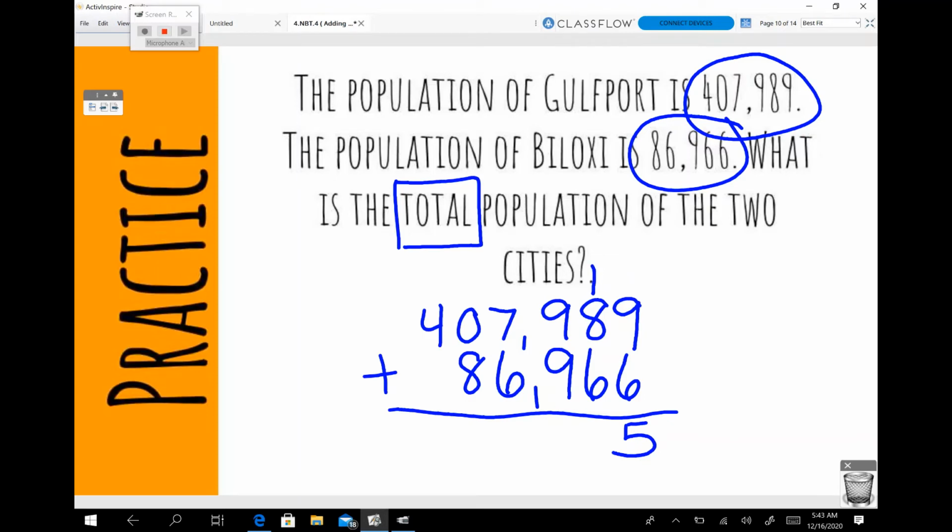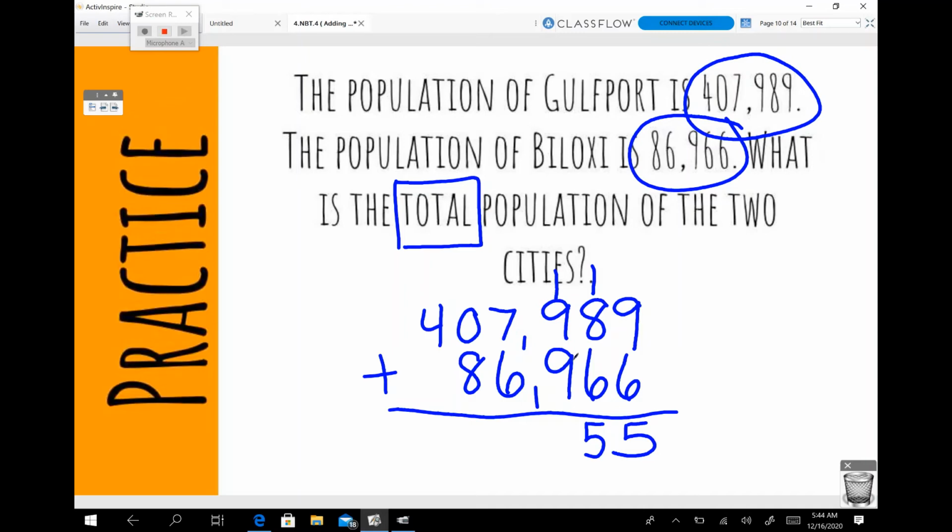All right, now I have 8 plus 1 would give me 9. And then 9 plus 6 would give me 15. But remember, this is our tens column, so I'm going to put the 5 down. I'm going to have to carry my 1 over to the hundreds because I can only put one number down.